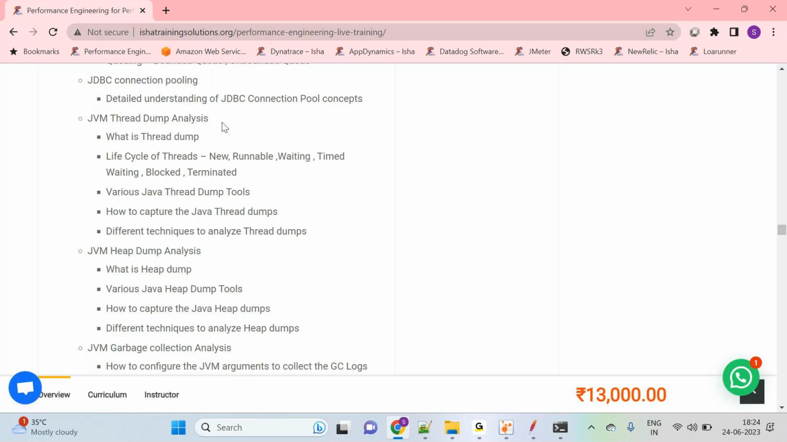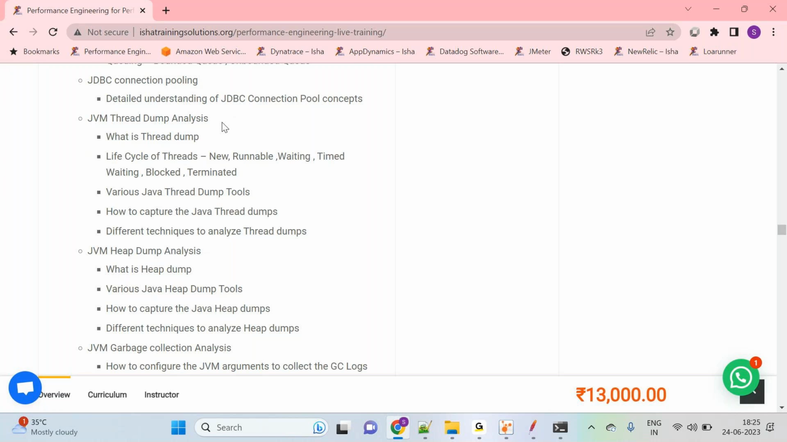Thread dump analysis. You are facing some problem in your application. Your application is hanging, crashing, spinning, frozen. Some issue is actually happening in your application, and you want to do the root cause analysis.